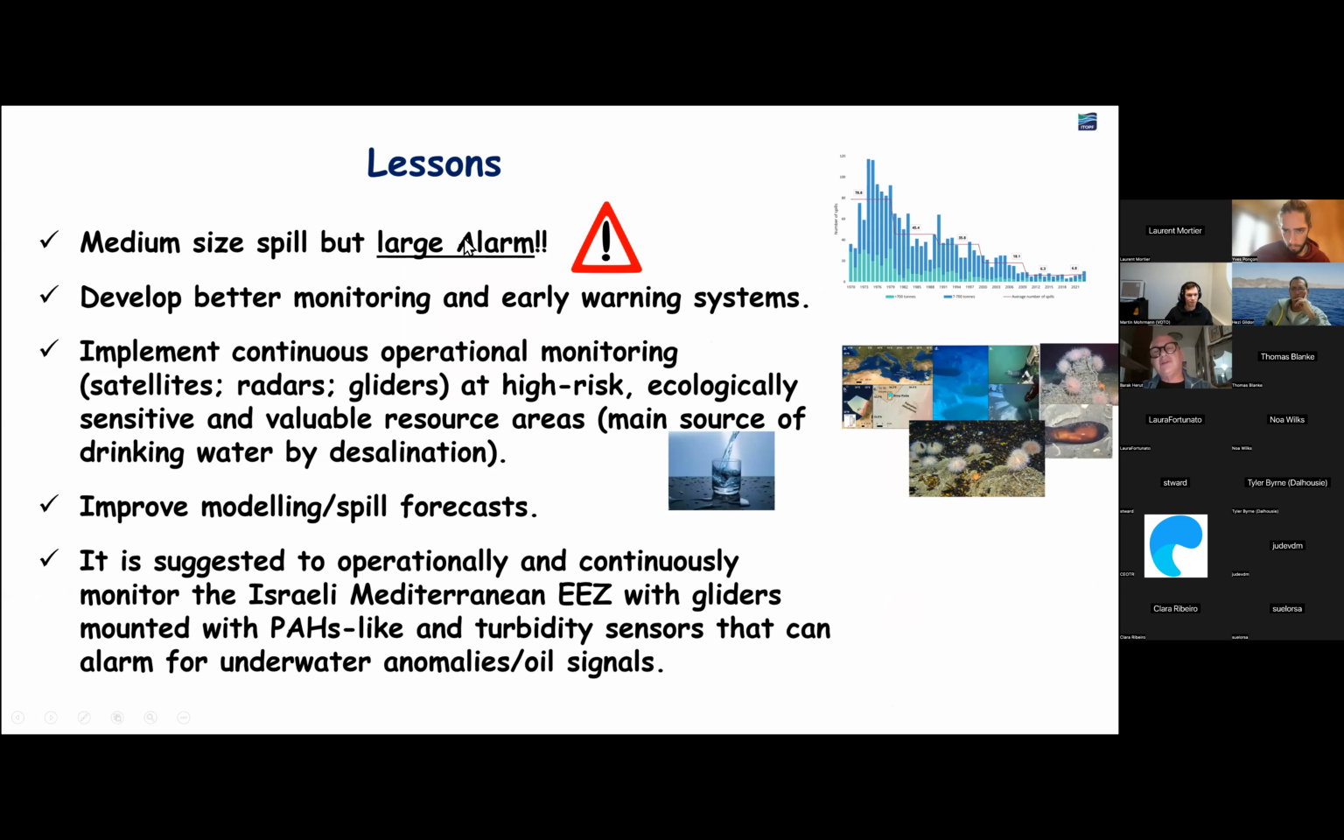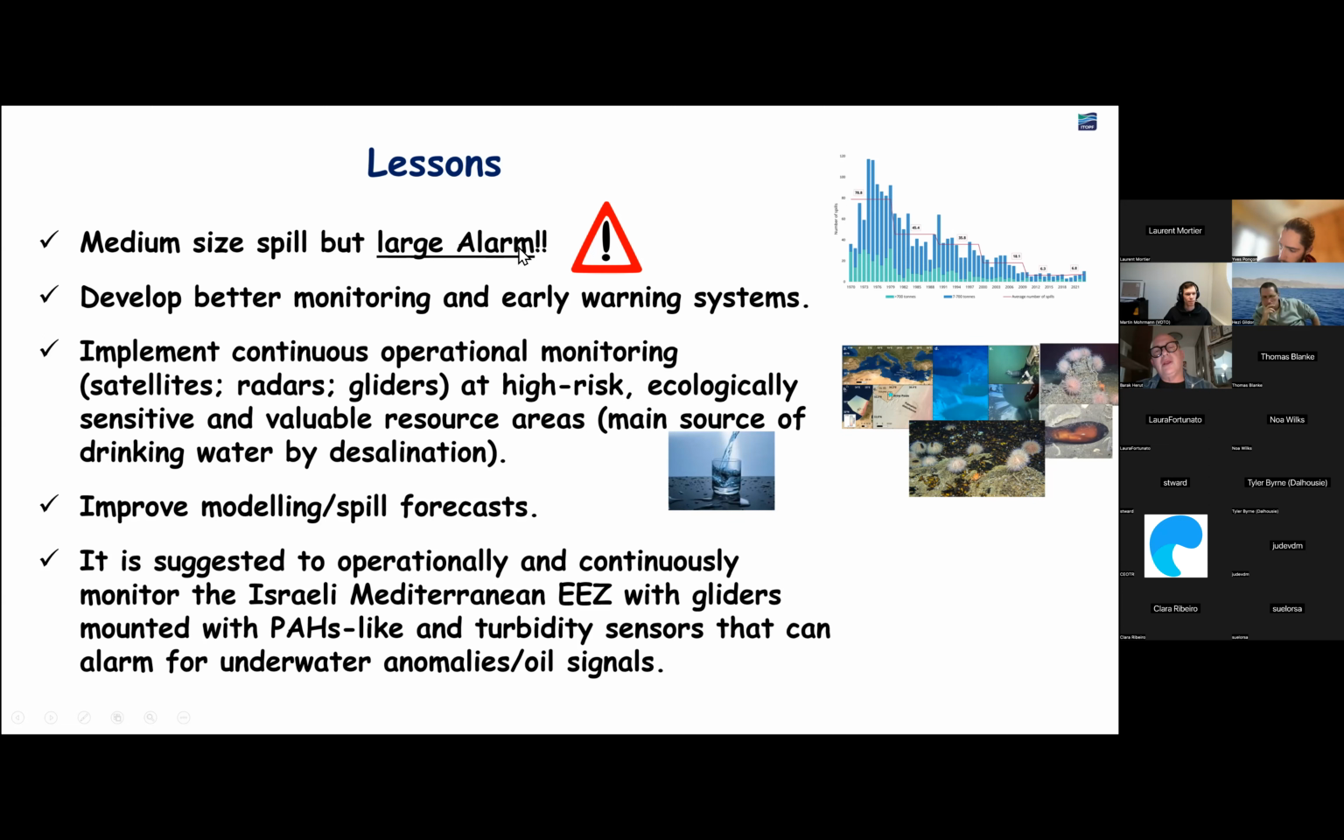So what are the lessons from our side? In brief, first of all, we were lucky that it was a medium-sized oil spill. A large-sized oil spill is considered if the spill is above 700 tons, you can see it in the upper right figure. However, it raised a flag of large alarm because there was no early warning system. It could have damaged the production of the desalination plants. They are very sensitive to oil spills. In this case, we were lucky that they kept working.